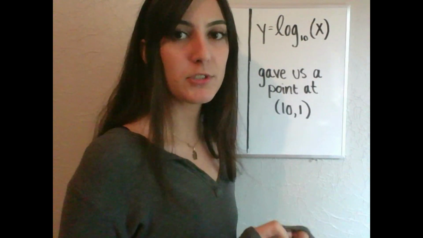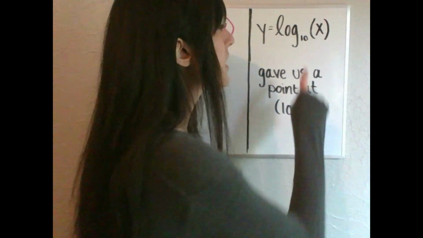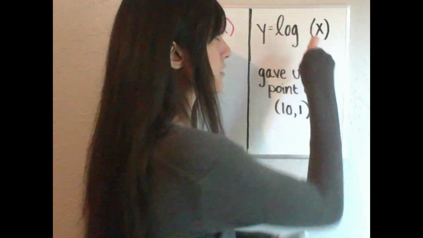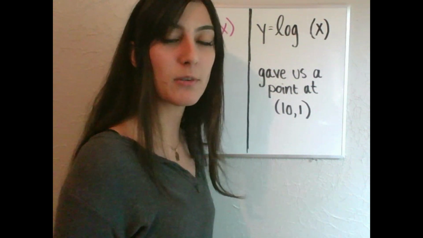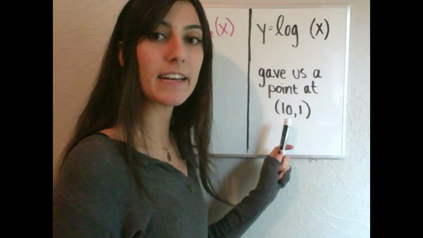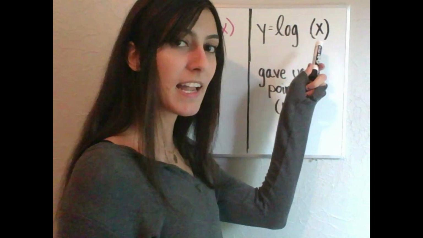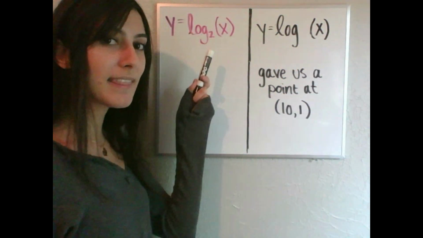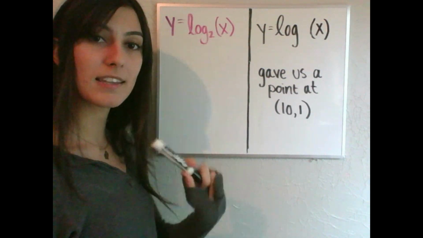Before we start example 2, I just wanted us to refresh the fact that log base 10 of x is the same thing as just log of x. So log base 10 of x is our parent function that we graphed in the first example, and we found that it gave us a point at 10, 1. So what do we think one of our points is going to be if we have a base of 2? Let's explore.